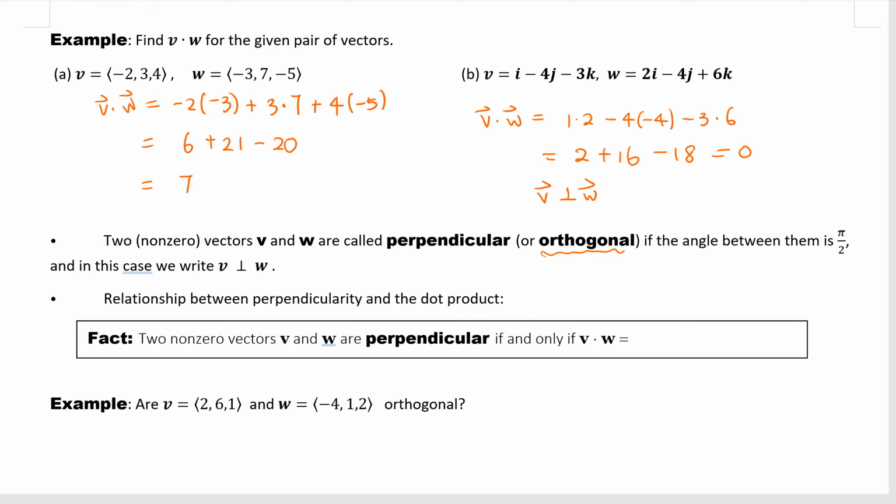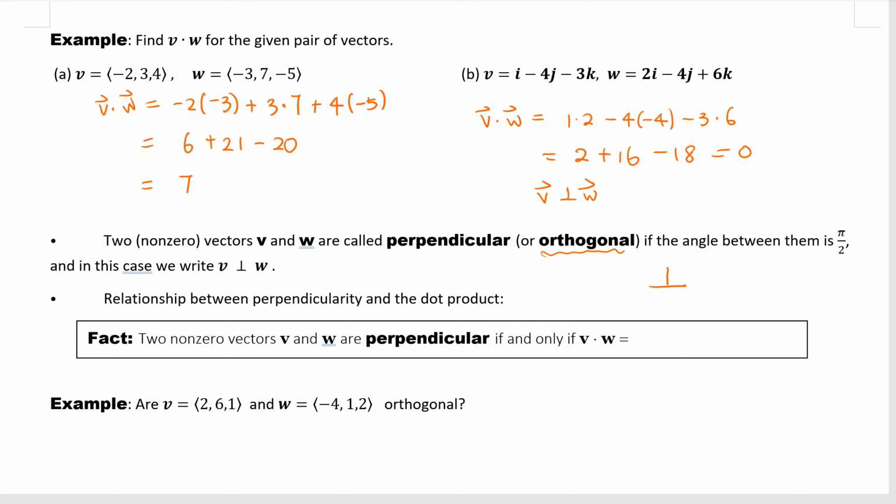Okay. So two non-zero vectors v and w are called perpendicular or orthogonal if the angle between them is pi over 2. In this case, we write v is orthogonal to w. Okay, so this is the plus sign, but for perpendicular, your vertical line won't go across the horizontal line.